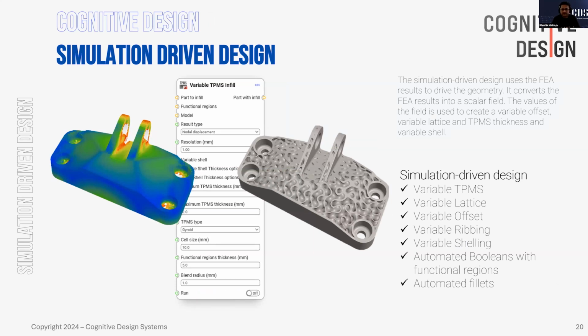And as you can see, where the stress is high, we can actually have a thicker zone. Where the stress is low, we can have a thinner zone. So we can better manage the material distribution doing this.